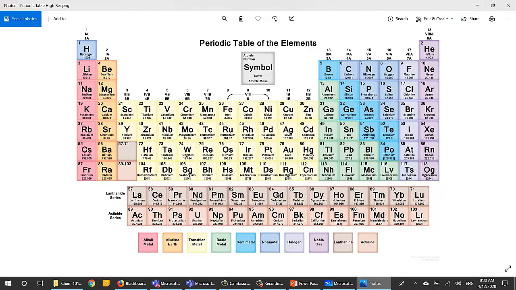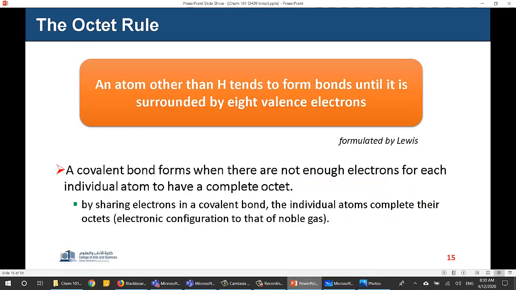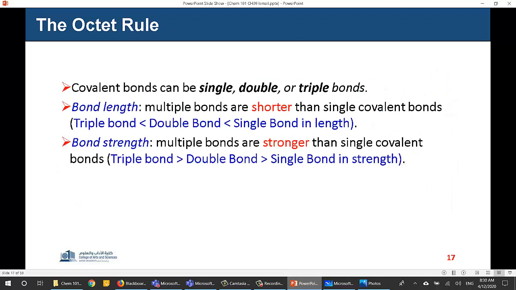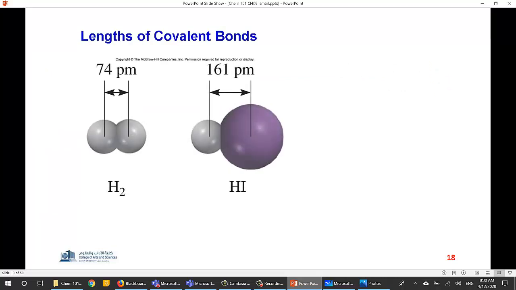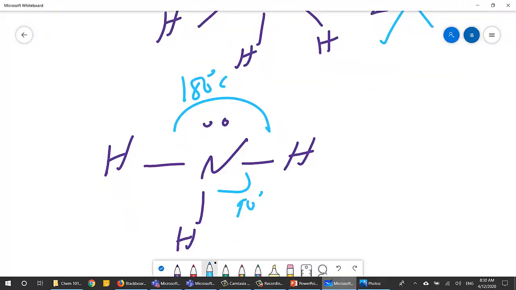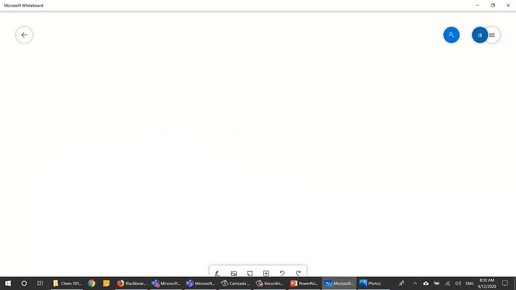Okay? And I'm just going to explain. A covalent bond forms when there are not enough electrons for each individual atom to have a complete octet. By sharing electrons in the covalent bond, each atom will have an octet. So let me explain to you here, through one of the examples that we did, why fluorine, for example, can make a single bond, not a double bond.